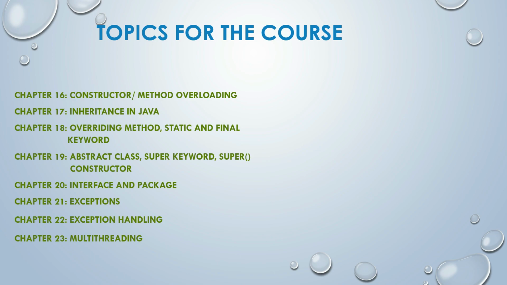Then, Java is a multi-threaded language. That means it provides a multitasking option. So we can perform multiple tasks parallelly or simultaneously using multiple threads. So we will learn about multi-threading there.